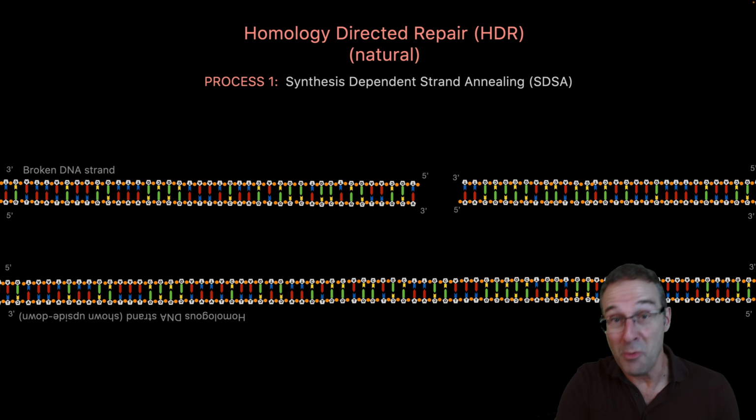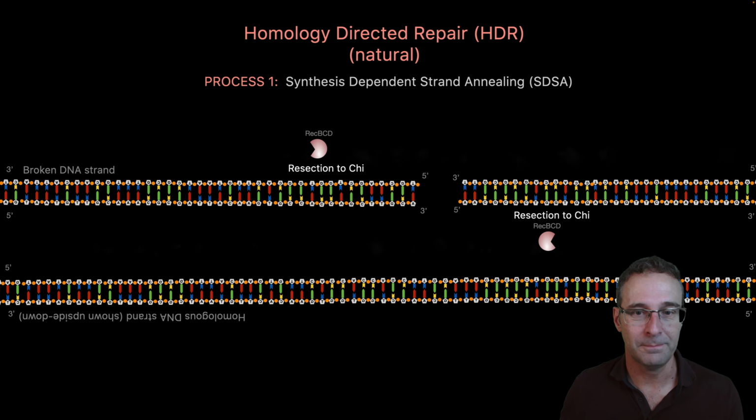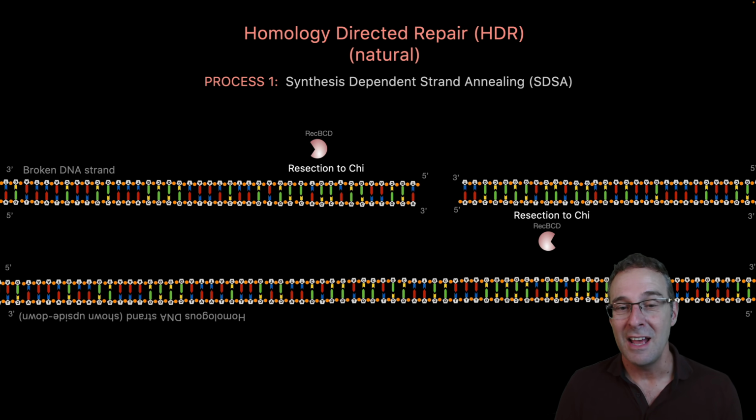You can see here, just while we're looking at it, that we've got a broken strand of DNA and we've got another piece of DNA that's homologous to it and has the same sequence of bases on it. I've drawn it upside down. Now, the first thing that happens in homology-directed repair is what we call resection to a Chi site. Now, let's have a look at how that happens. Resection means cutting away.